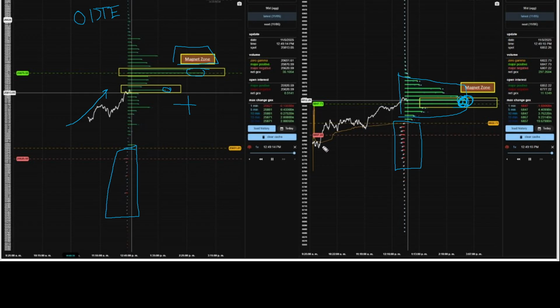If we are here, this line is the 0 gamma. If price goes higher and touches, retests the 0 gamma and starts to go higher, we want to go long from 0 gamma to the max positive Gex level. I want to say that these positions are calls and these positions are puts.